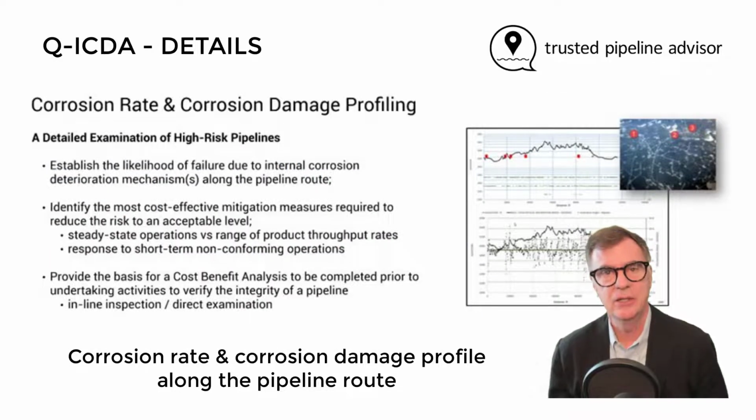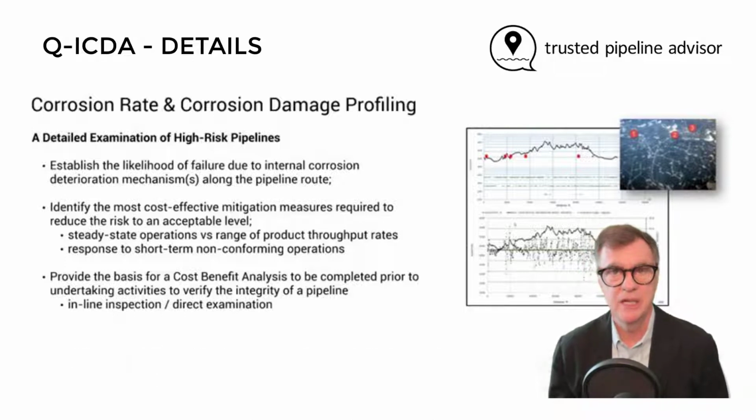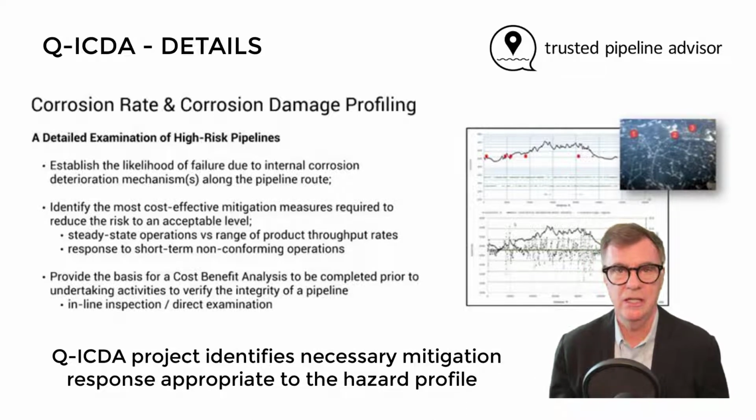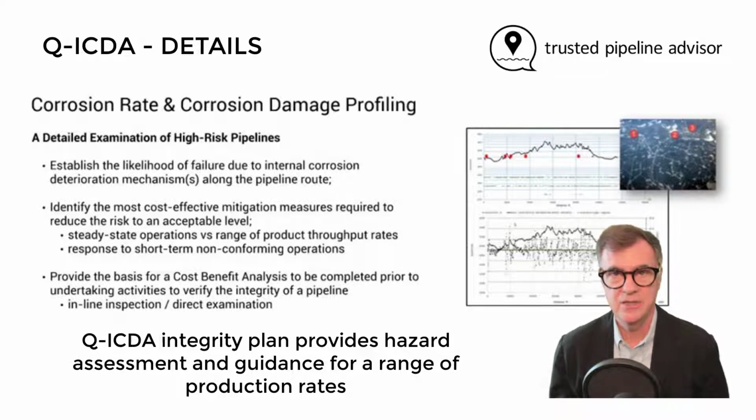Q-ICDA delivers a likelihood of failure associated with internal corrosion along the pipeline route. Based upon the potential severity of the corrosion profile, a Q-ICDA project identifies the most cost-effective mitigation measures required to reduce the risk to an acceptable level, for steady-state operating conditions, and for a range of product throughput rates.